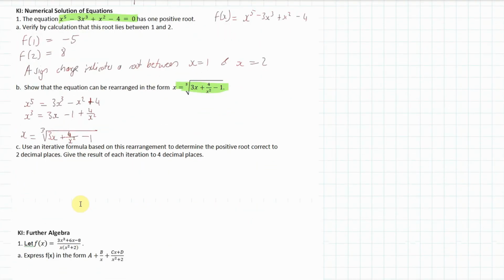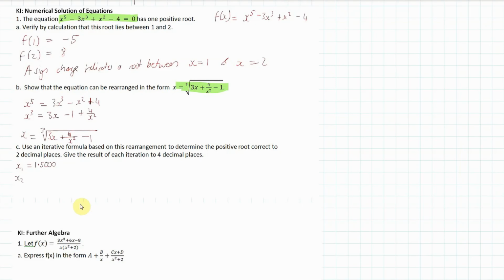Now, an iterative formula based on this arrangement to determine the positive root. All I would do is start with 1.5 as my first value. And it says give the result of each iteration to 4dp. So maybe I'll just do this, right? That's my first one. Then I'm going to go x2.